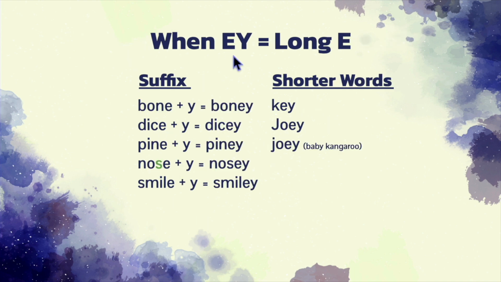In most words, EY is going to have a long E sound. For example, in all of these words, the EY is a suffix. Here we have the root word bone, and we added the suffix Y to get the word bony with a long E sound. Here we have the root dice. We add the Y, we get dicey. Here we have piney, nosy, where the S has its second sound of Z, and smile plus Y becomes smiley. EY can have a long E sound at the end of a few shorter words, such as key, the name Joey, and this Joey that refers to a baby kangaroo.